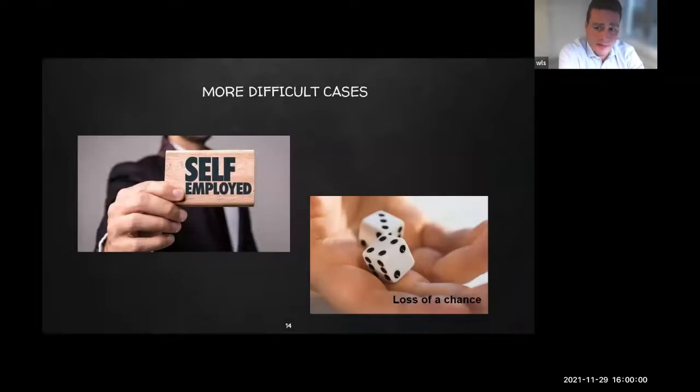So moving on to more difficult cases now, and probably the 2 most difficult ones that we see are those involving the self-employed and businesses, and those involving an assessment of loss of a chance. So looking first off at the self-employed, there is a test in terms of recoverability, and it's a 2-stage test which comes from a Court of Appeal case called Daru against Evans, which is 1996 PIQR Q23. The 2 stages are that firstly, the claimant must prove that on the balance of probabilities, they would have entered into the business venture or were in it already, and it probably would have been profitable. So that's the first step.